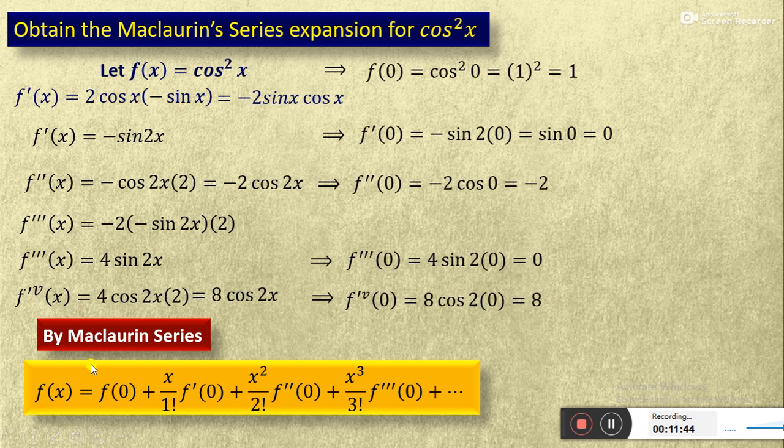Now I write the Maclaurin series formula. This is the Maclaurin series formula: f of x equal to f of 0 plus x by 1 factorial into f dash of 0 plus x square by 2 factorial into f double dash of 0 plus x cube by 3 factorial into f triple dash of 0 plus etc. This is the formula for the Maclaurin series.